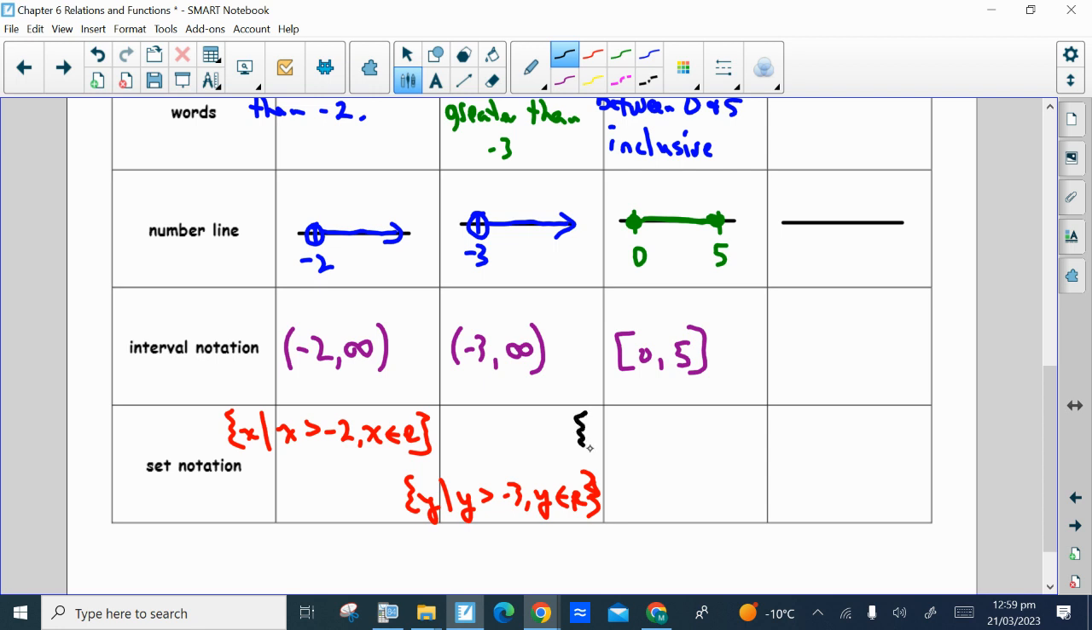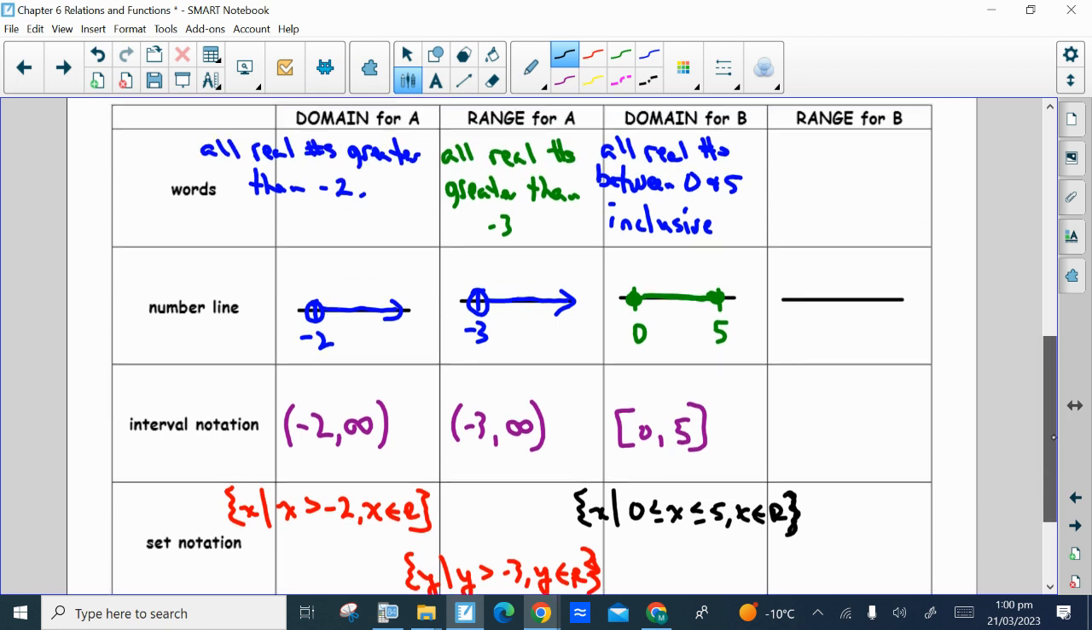Set notation: all values of x such that x is greater than or equal to 0, less than or equal to 5. And again, because a line is being used there, that's continuous data, which means real numbers. x is an element of real numbers.